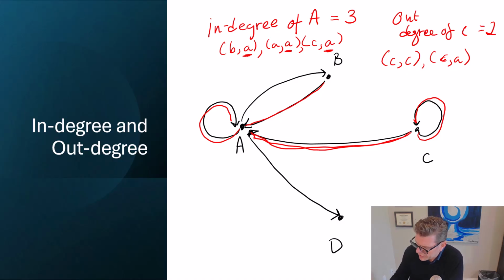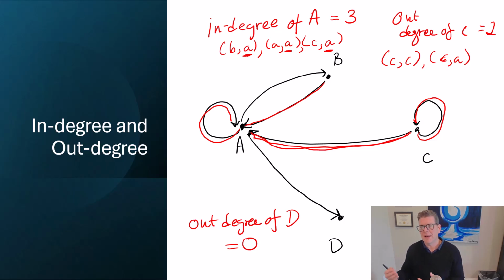If we wanted to know, say, for example, on the other hand, the out degree of D in this case, you'll notice that D has nothing coming out of it. Nothing points away from D. So consequently, the out degree of D ends up equaling 0. And that's the idea of the in degree and the out degree.